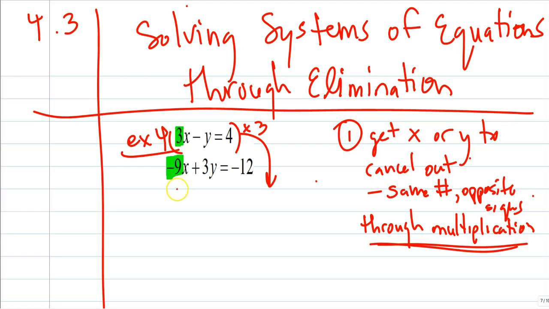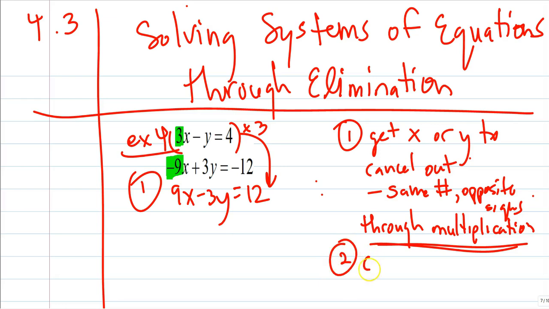So that 3x times 3 makes that a 9x. That minus y times 3 makes it a minus 3y. That 4 times 3 makes it a 12. That is step 1. These equations are now set up so that the x's will eliminate. Step 2. Combine. Cancel. And solve.